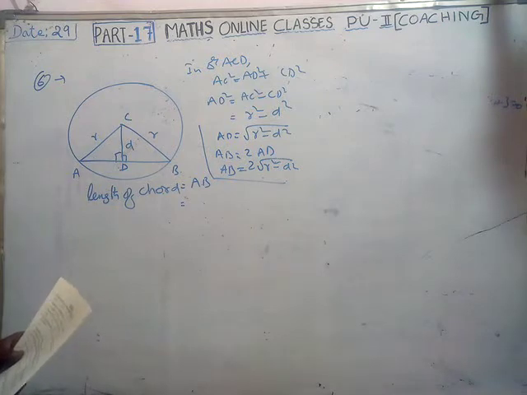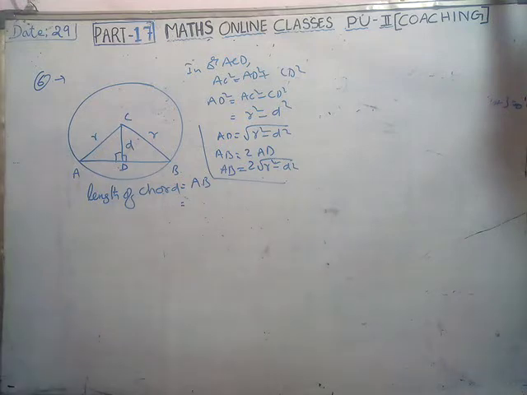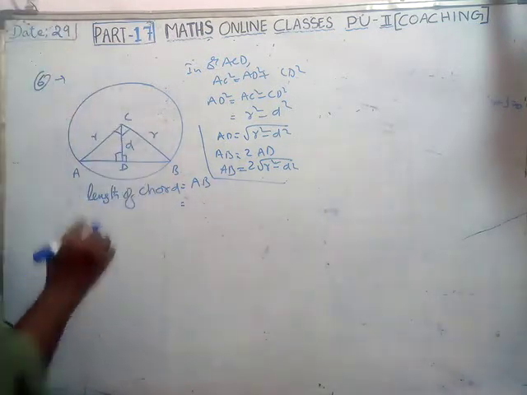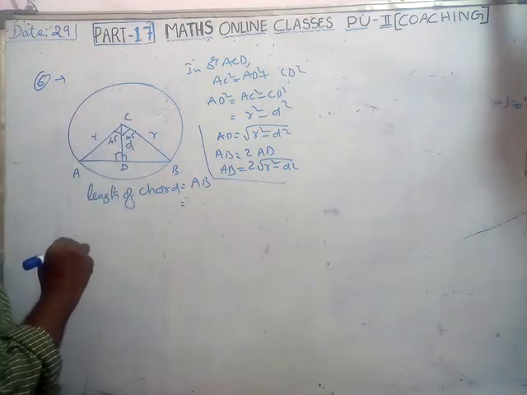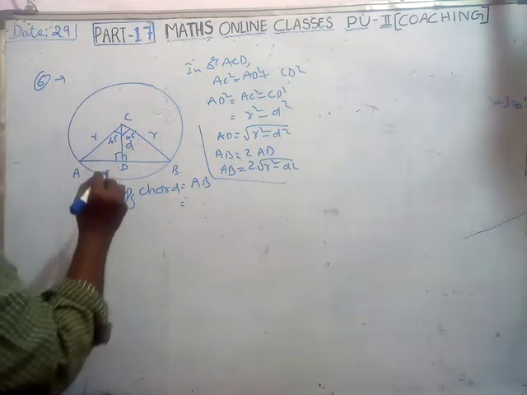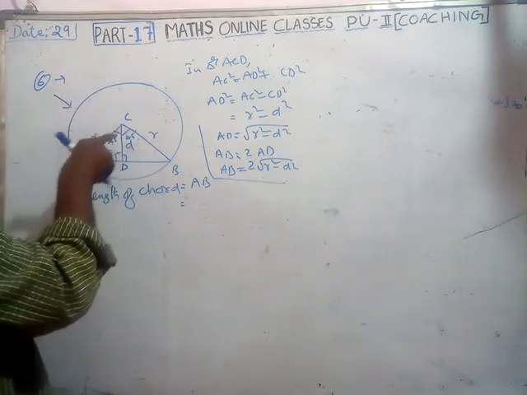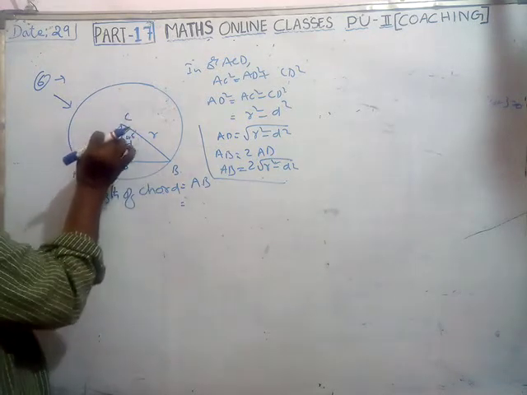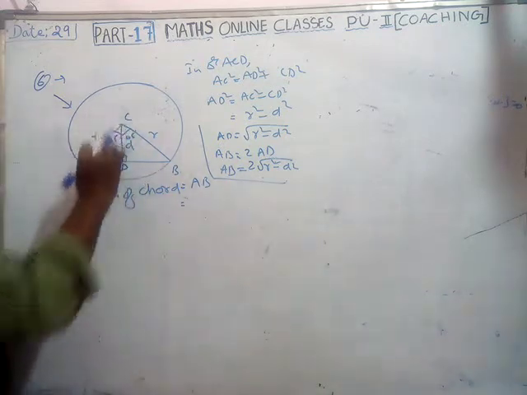That subtends a right angle at the center of the circle. We don't know the D value, but here it is 90 degrees. That means it is 45 and it is also 45. In the sixth problem it is a right angle, because it is given that this chord subtends 90 degrees at the center. That means 45, 45, because it is the angle bisector.